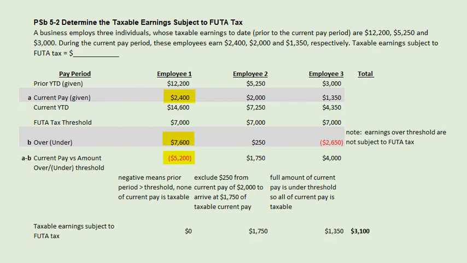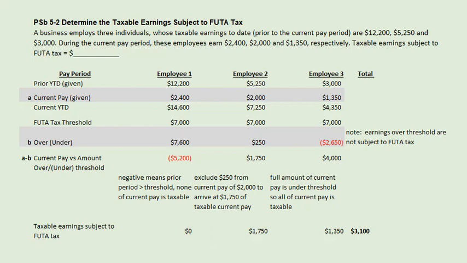And when we take the current pay of $2,400 minus the $7,600, this confirms that the earnings was over the threshold in the prior period, and hence, this period, the taxable earnings subject to FUTA tax is 0.